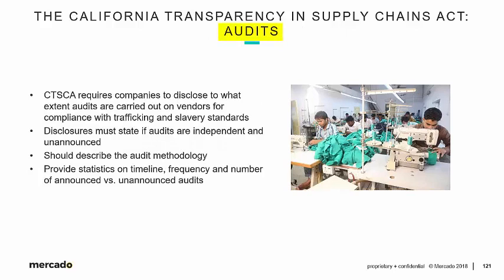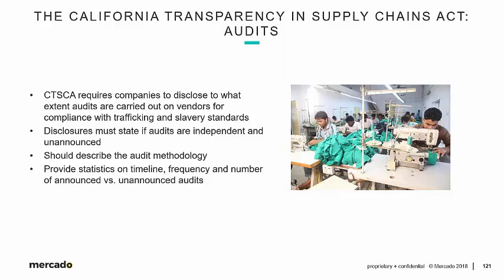Moving on to audits, the actual activities that take place. CTSCA requires companies to disclose to what extent audits are carried out on vendors for compliance with trafficking and slavery standards. The operative phrase here, disclose to what extent audits are carried out. The Act isn't telling people how to do audits, although recommendations are made. They're saying, per the law, a U.S. importer has to disclose to what extent those audits are carried out.